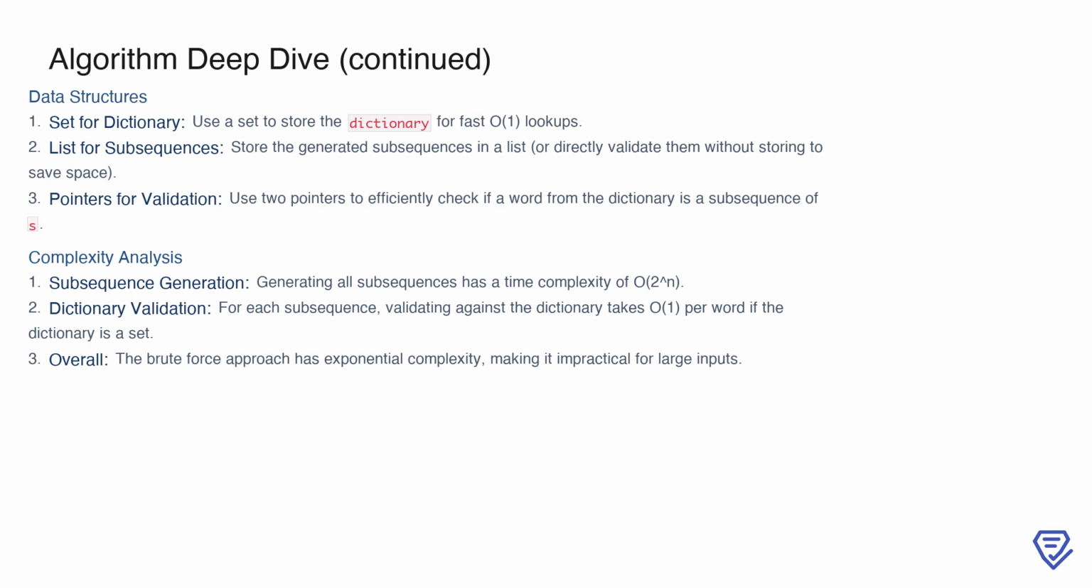Now, let's consider the complexity analysis. Generating all subsequences has a time complexity of O(2^n), and validating each subsequence against the dictionary takes O(1) per word if the dictionary is stored as a set. The overall brute force approach is exponential and becomes impractical for large inputs. For this reason, the alternative 2-pointer method provides a much more scalable solution.